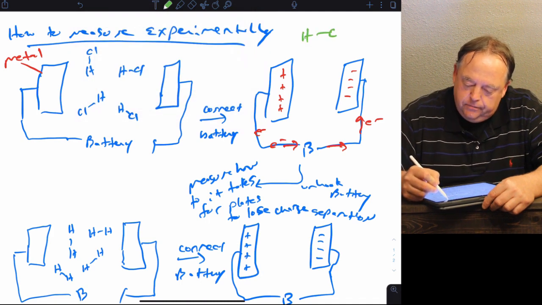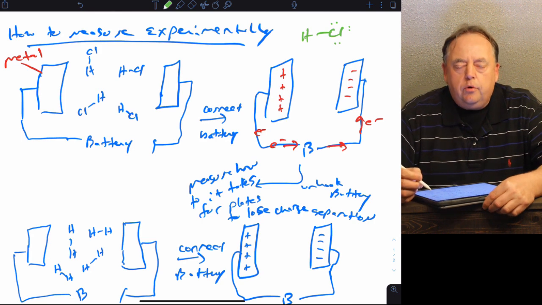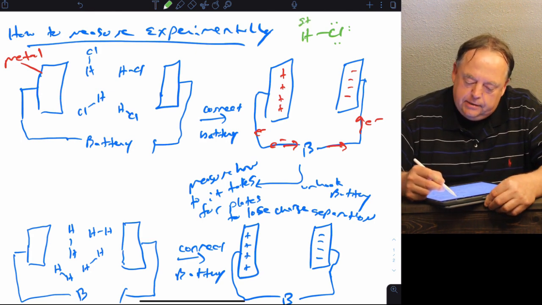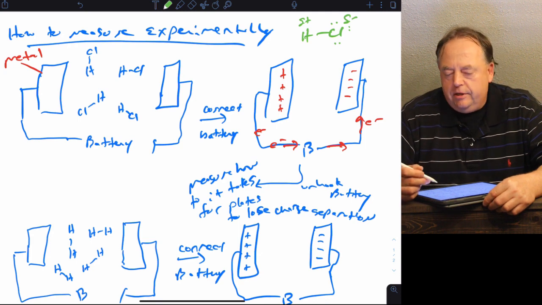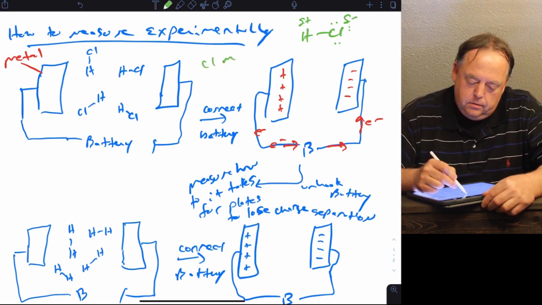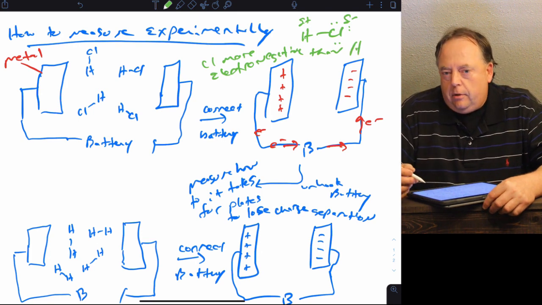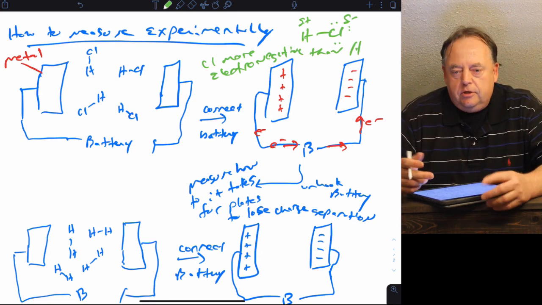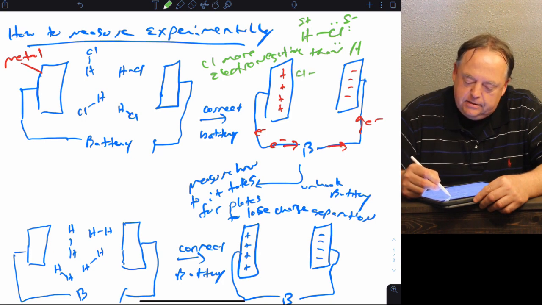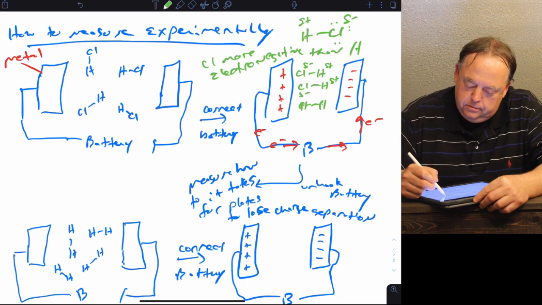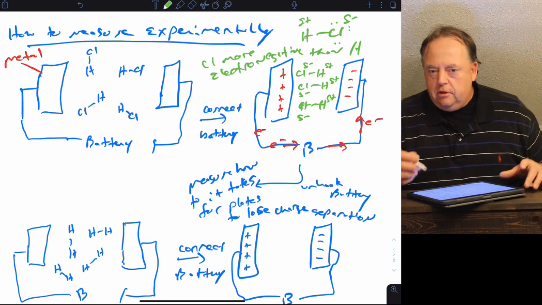Because if you remember, HCl is a polar molecule. It has polar covalent bonds, where the hydrogen is partial positive and chlorine is partial negative, because chlorine is more electronegative than hydrogen. So now they'll be attracted to the plates. Chlorine will be attracted to the positive plate and hydrogen attracted to the negative plate. So the molecules would become orientated with respect to the plate.